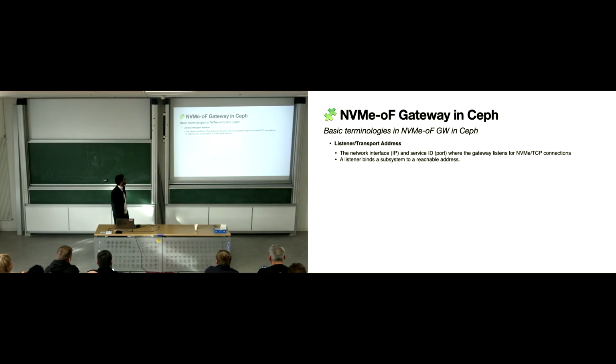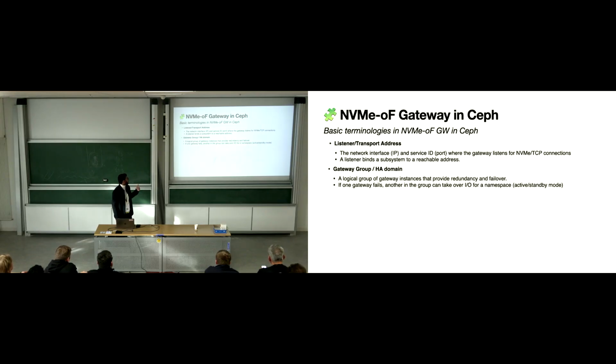Listener is basically the IP address or port number where the client is going to connect to access the data. And gateway group is a high availability feature in NVMe-oF in Ceph, which groups multiple gateways. It's from the scalability perspective, the multi-path concept, that it's going to scale and group multiple NVMe gateways into a single subsystem to provide high availability and multi-path to the initiator.